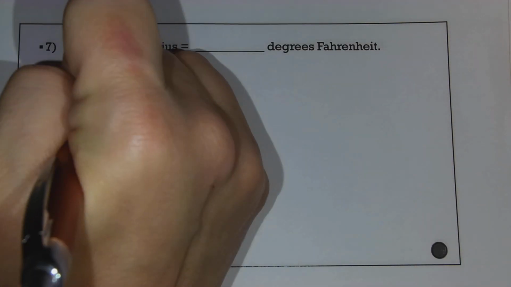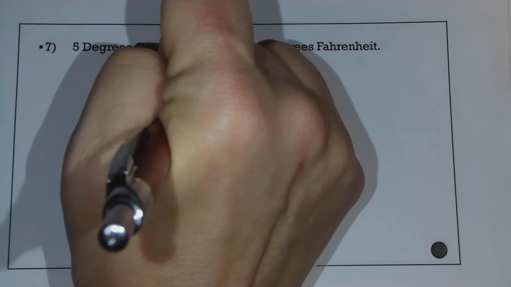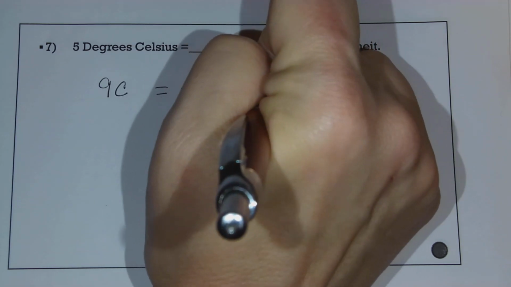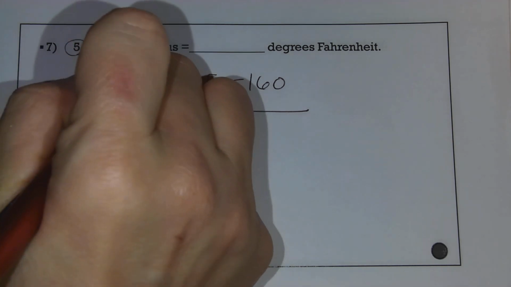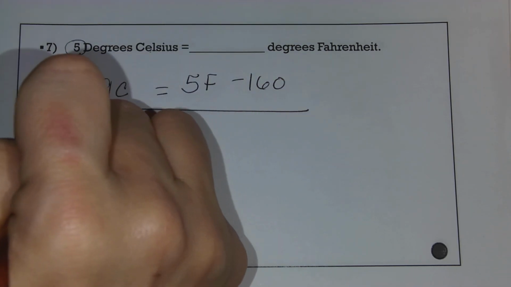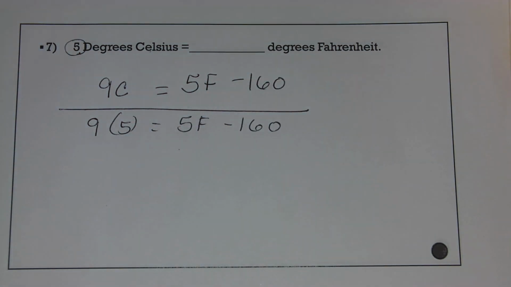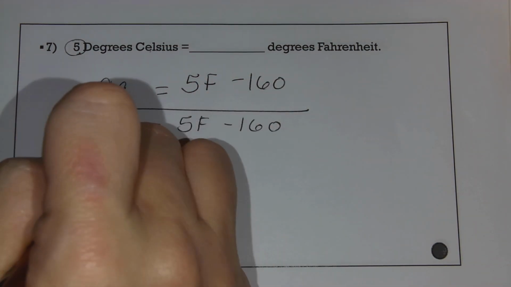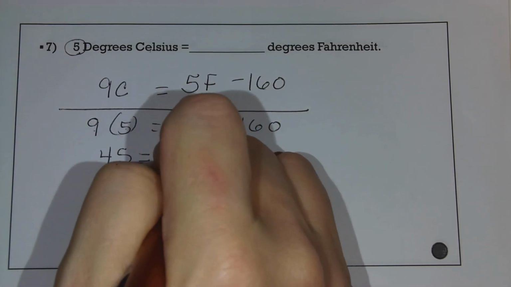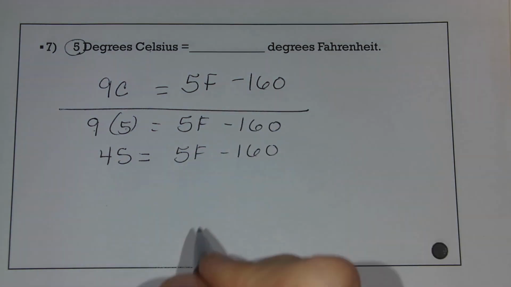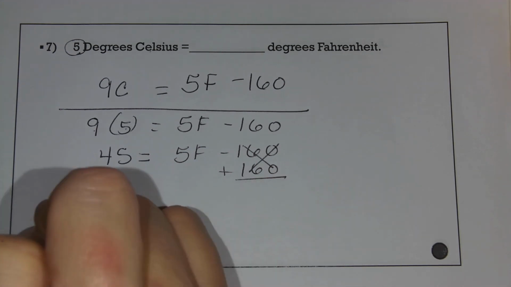Number 7, 9C equals 5F minus 160 is our formula. 5 is the Celsius, so you're going to put it where the C is at. Bring everything down. 9 times 5 is 45. Then you're going to add 160 to each side. That crosses this out.